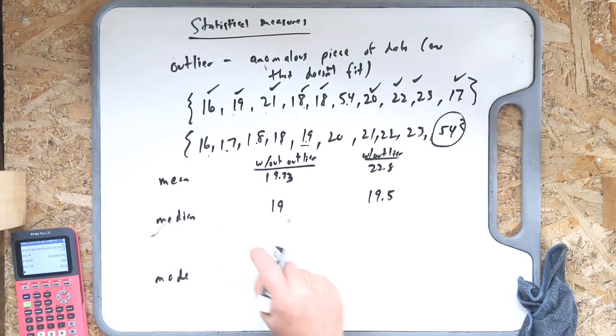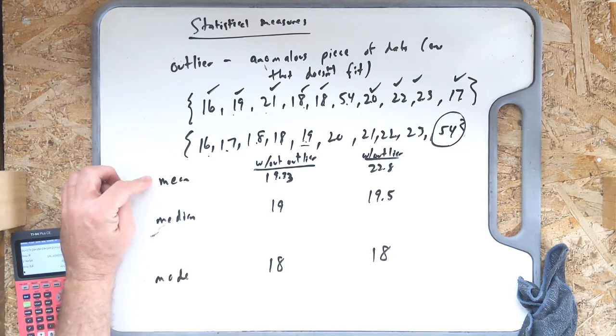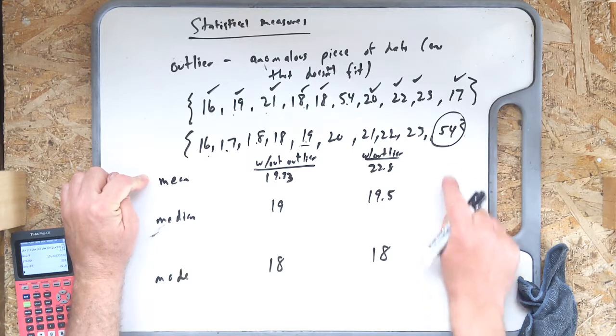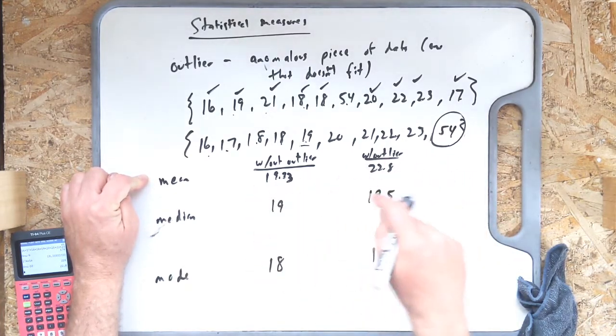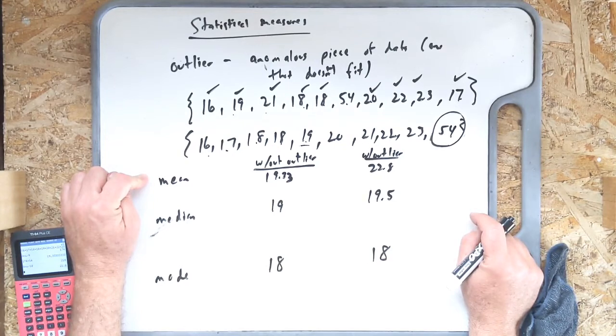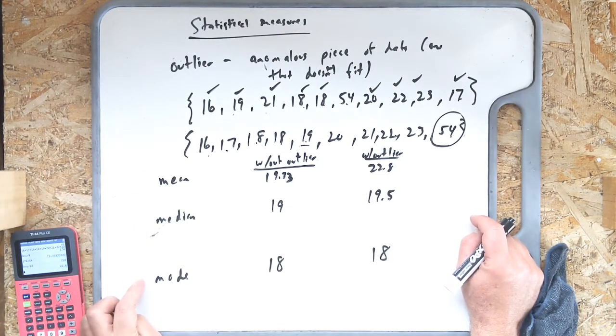The mode is 18, it looks like. It's the only repeated one in either case. Okay, so now let me talk about the effect of an outlier and which one you generally want to use in which circumstances. So first of all, the biggest skewed one was the mean. And the reason for that is because I added 54 in, which is way bigger than the other numbers, and that pulled the mean up almost 3.5. Median was virtually unchanged, and the mode was unchanged.